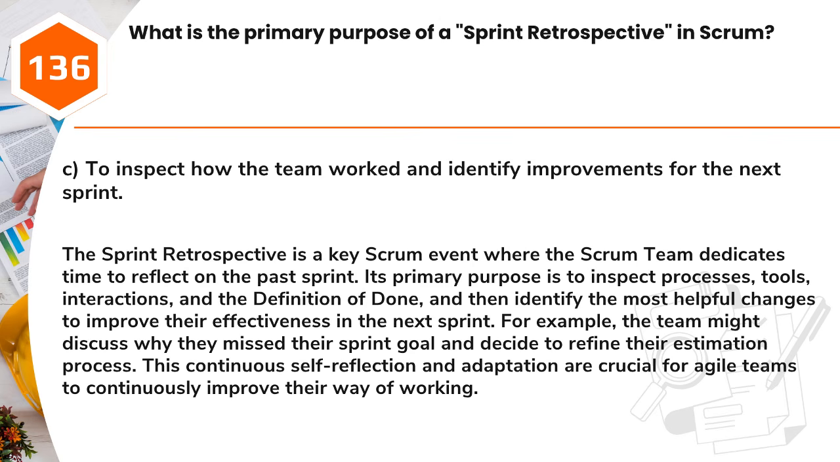Answer: C. To inspect how the team worked and identify improvements for the next sprint. The sprint retrospective is a key Scrum event where the Scrum team dedicates time to reflect on the past sprint. Its primary purpose is to inspect processes, tools, interactions, and the definition of done, and then identify the most helpful changes to improve their effectiveness in the next sprint. For example, the team might discuss why they missed their sprint goal and decide to refine their estimation process. This continuous self-reflection and adaptation are crucial for Agile teams to continuously improve their way of working.